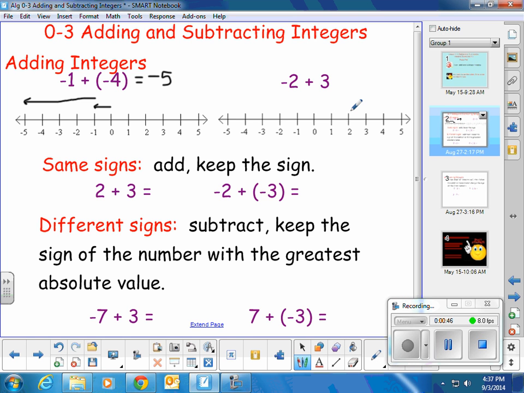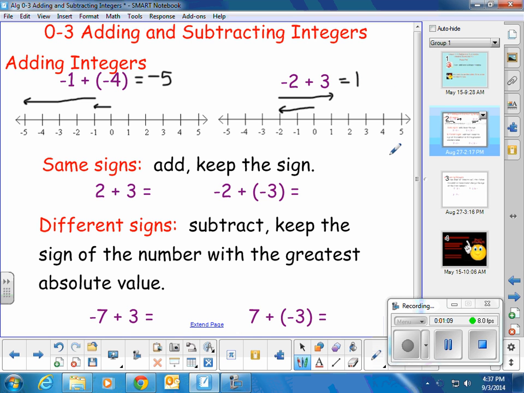In this next example, I'm going to start at 0, and I'm going to move to -2, and then from there I'm going to add a +3. Since I'm adding a +3, I'm going to move in a positive direction 3 places to the right, and I land on 1.